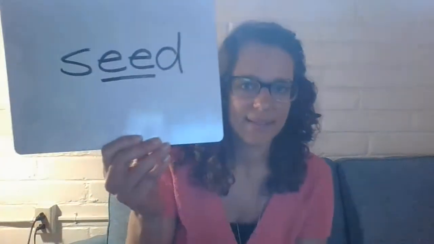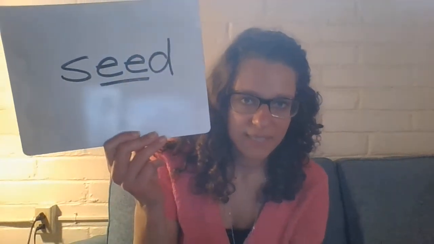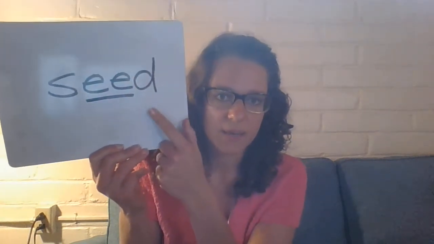Alright, let's do seed next. A seed can grow into a plant in the soil, seed. Which E do we use in seed? Good, it's E-double-E, always says E, so go ahead and write and mark seed. Say the sounds while you write them, and then you can check your work. Alright, this is what our seed should look like. If you need to pause the video so you can fix it, go ahead and do that.